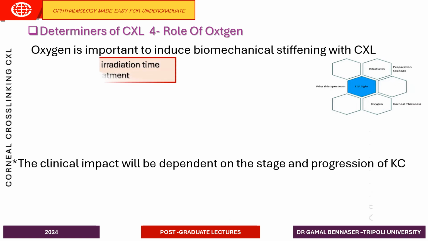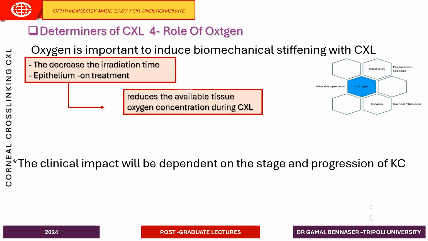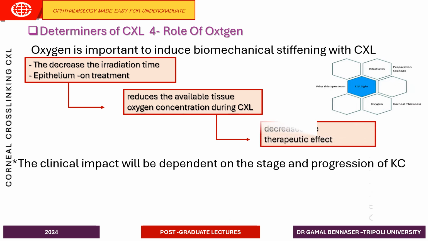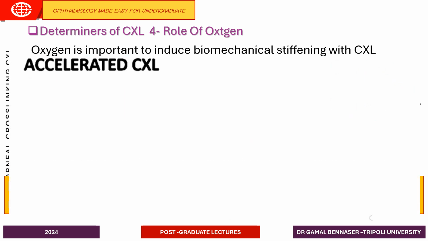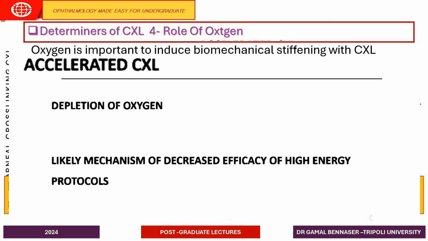Now we come to an important determinant for a successful cross-linking technique, which is oxygen. The availability of oxygen is very important for the proper photochemical reaction, because of the presence of intact epithelium, or when you speed up the irradiation, decreasing the irradiation time with large energy. At that time there will be no time to replenish the depleted oxygen, and this will mean the photochemical reaction will not be sufficient to produce the therapeutic effect, as seen in accelerated cross-linking.